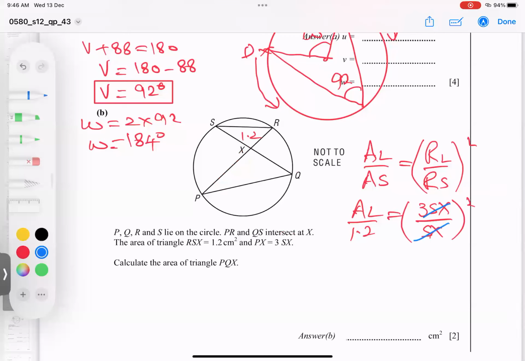This cancels out, and if I multiply, the area of the large is actually equal to 1.2 times 3 to power 2, and 3 to power 2 is 9. And if we multiply 1.2 into 9, it gives us 10.8 centimeters square.